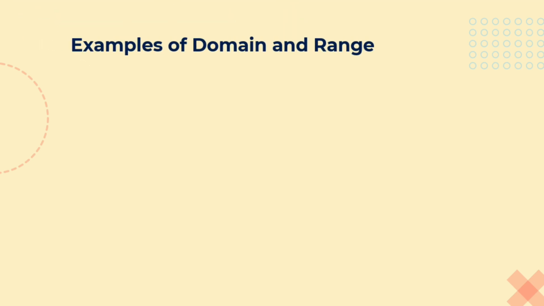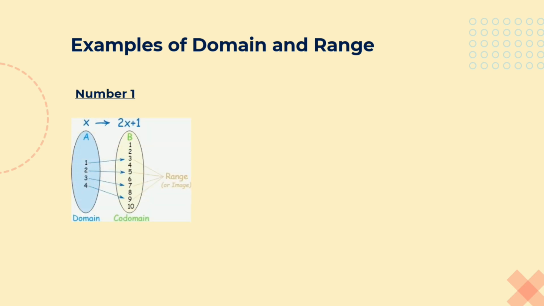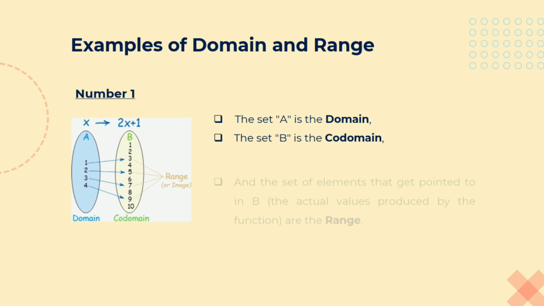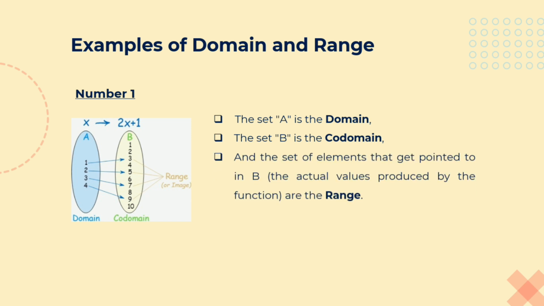Examples of domain and range. Number 1. Look at the picture. And then the set A is the domain, the set B is the codomain. And the set of elements that get pointed to in B, the actual values produced by the function, are the range.